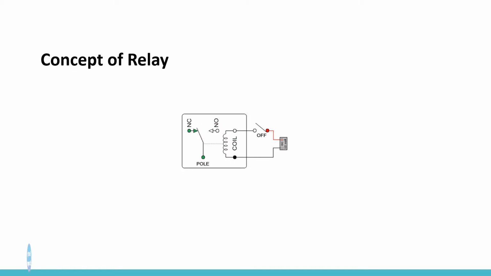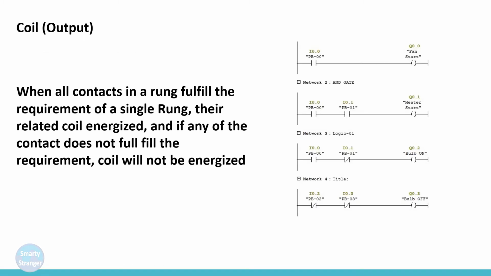Here consider the concept of relay. When we apply voltage on its coil, its normally open contact becomes close, and normally close contact becomes open. When all contacts in a rung fulfill the requirement of a single rung, their related coil is energized. And if any of the contacts does not fulfill the requirement, the coil will not be energized. The coil or output of a rung may represent a physical output which operates some device connected to the PLC.